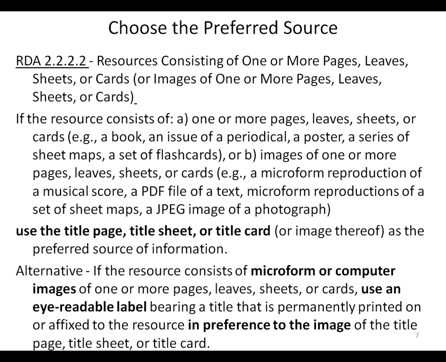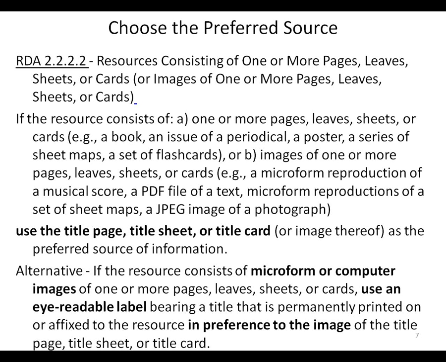There is an alternative which says that for microforms or for computer images, you use an eye-readable label. So for microforms, obviously that means either the box or the frame, the initial frame in the film. And for things like direct access computer files, your CD-ROMs, your diskettes, that would be the label that's imprinted on the CD-ROM or the DVD-ROM.